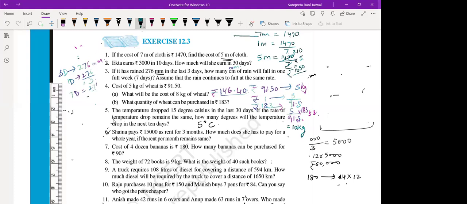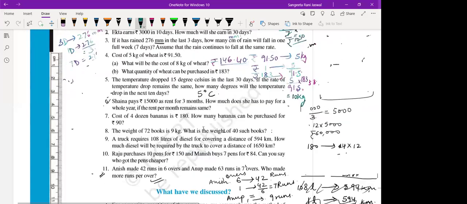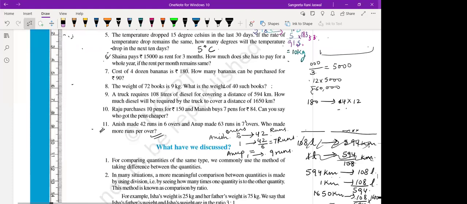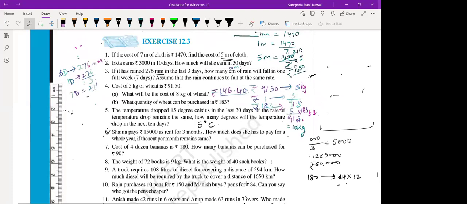Okay, children, so we'll do this much for today. Tomorrow we'll complete the exercise. And for your homework, please revise proportions and unitary method. It's better if you can try these questions. Already we have done these questions during the class time. So you can try these questions, and tomorrow definitely all those who have doubts in this will do it.